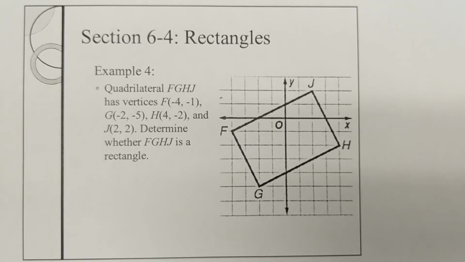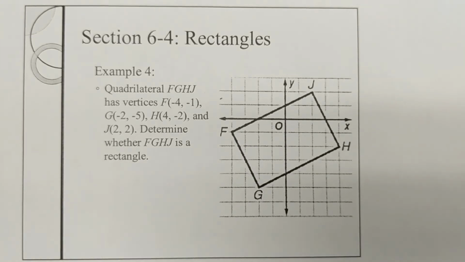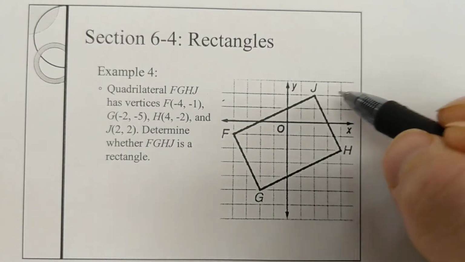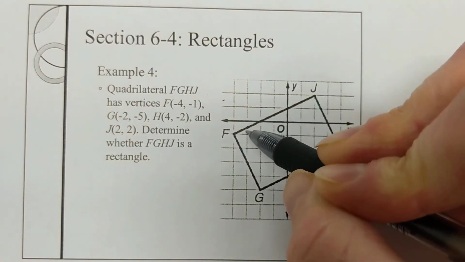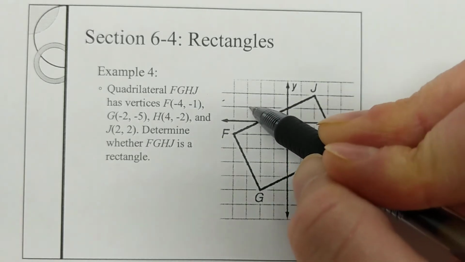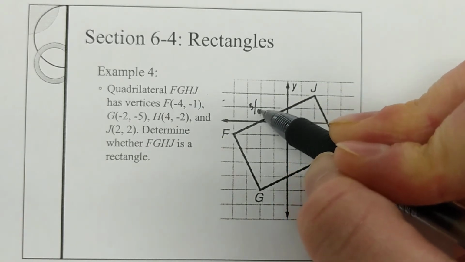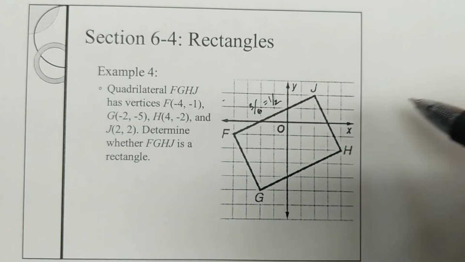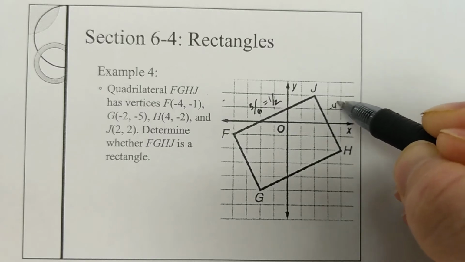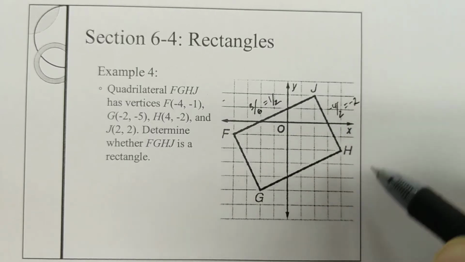Last one here, example 4, given these vertices, determine whether that is a rectangle. To do that, I'm going to use the slopes. The slope from F to J is up 1, 2, 3, and over 1, 2, 3, 4, 5, 6. So this is 3 over 6, or 1/2. J to H is down 1, 2, 3, 4, and over 2. So negative 4 over 2 would be negative 2.